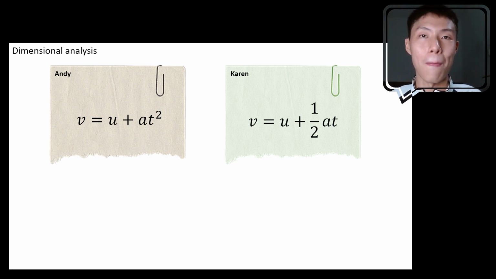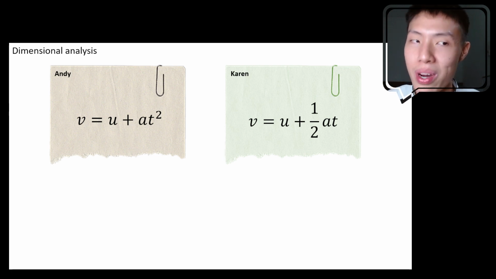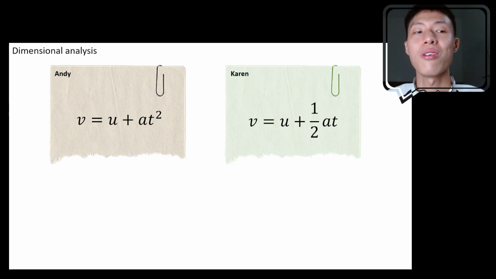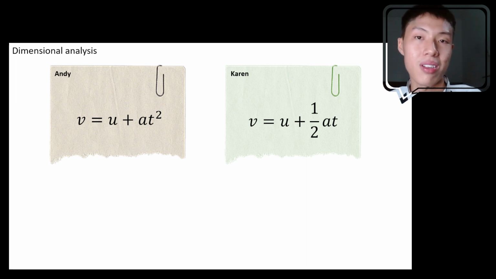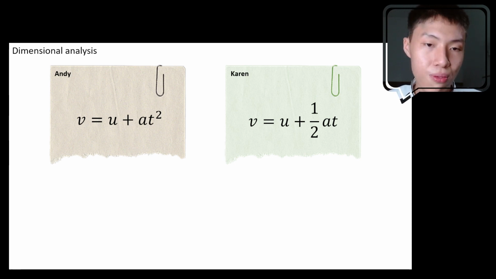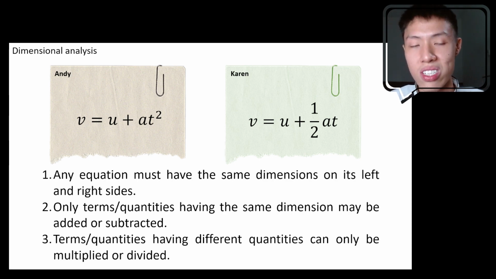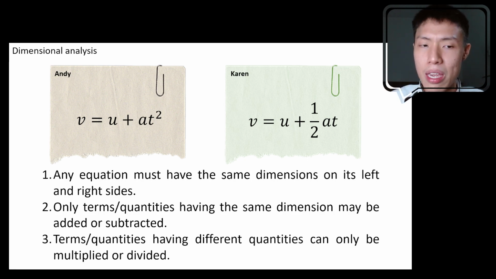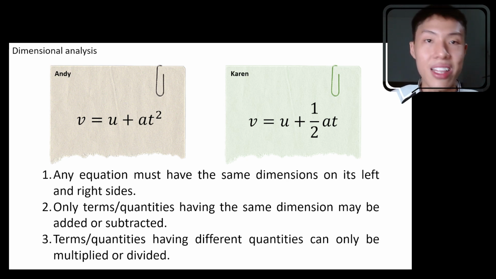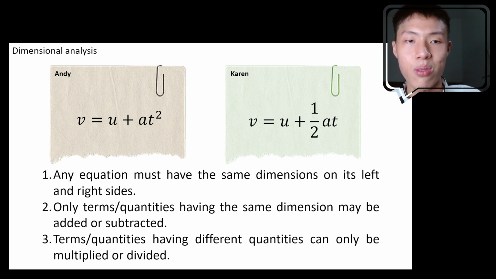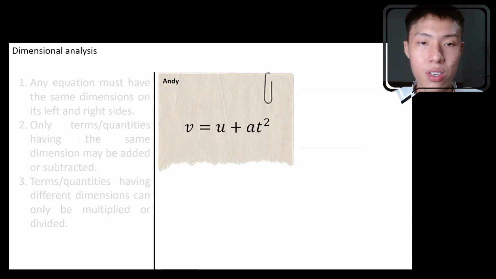But you remember from chapter 1, Mr. Gunn briefed you all that there are 3 criteria you need to follow in order for an equation to be valid or meaningful. These are the 3 criteria. So you think, maybe I can use these 3 criteria to check whether the equation is valid or not. That's what we are going to do right now. Let's start with Andy's work first.